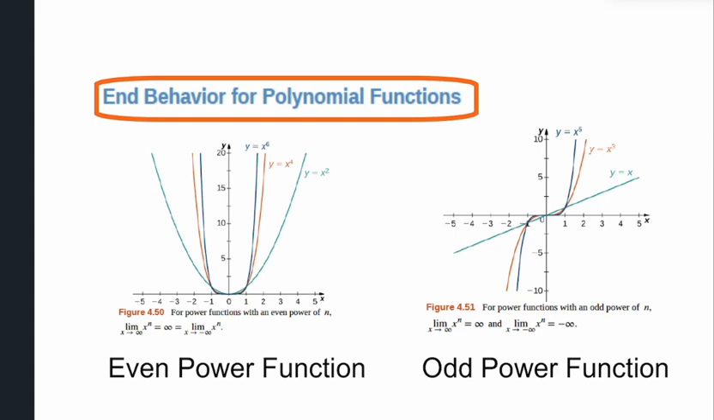Remember, if it's an even polynomial with a lead term that's even, both ends are going to go up or both ends are going to go down. So your limits to positive infinity and negative infinity will always match. If the lead term has an odd power on it, the limits to infinity will be the opposite. One will be positive and one will be negative, depending upon what we know about that particular function.